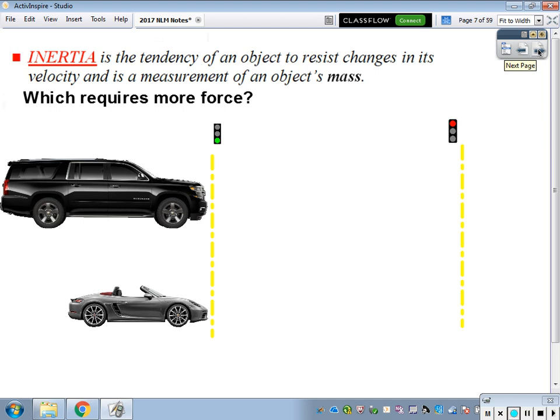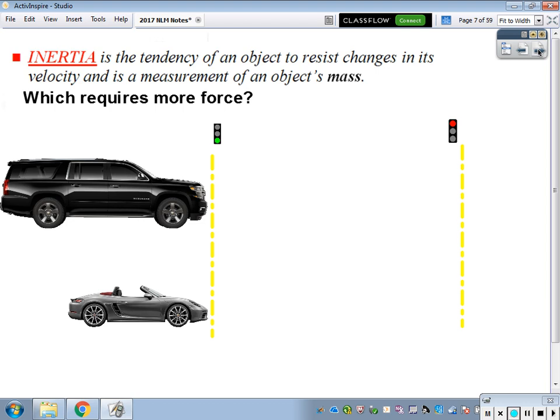Inertia, the term that Newton himself created, is the tendency of an object to resist changes in its velocity, and it simply is a measurement of the object's mass. So if we have an object that has more mass, it's going to want to resist a change in its motion more than an object that has less mass.